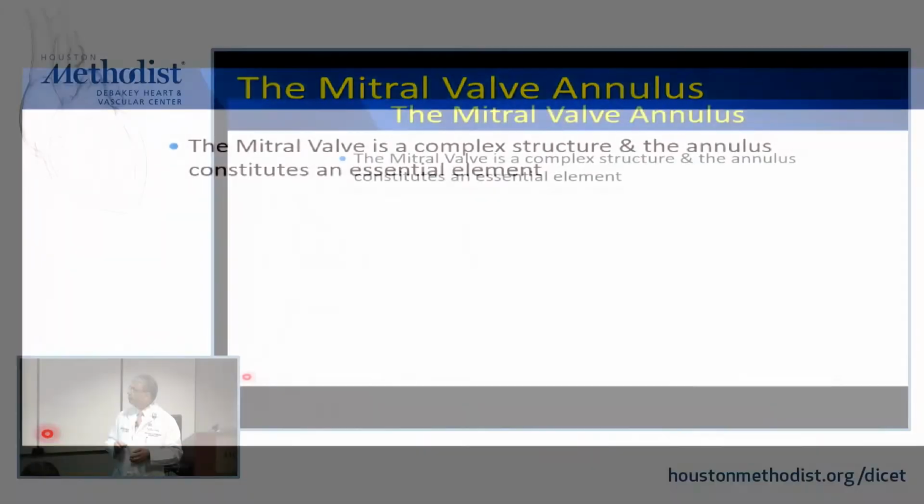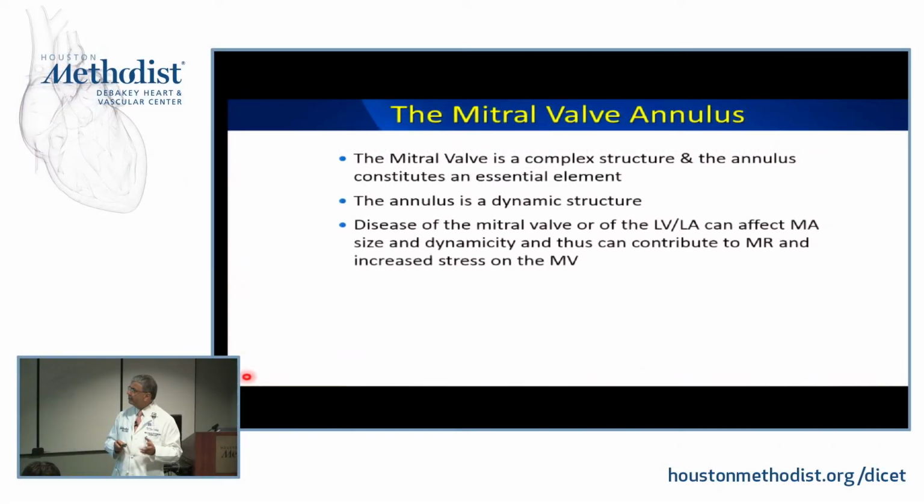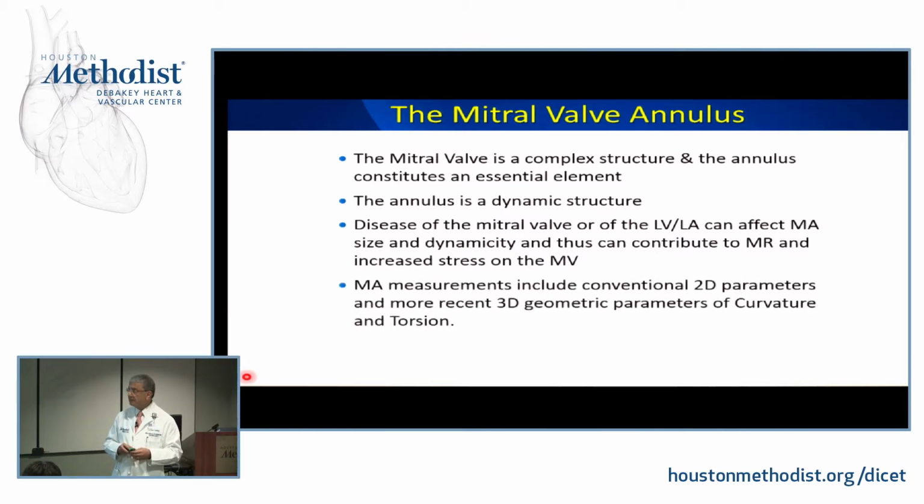Okay? A few things about the annulus to finish up. It is a complex structure. It's not as simple as you think. It is dynamic. The disease of the mitral valve or the ventricle can affect its motion, its size, and so many other things. The measurements classically, if you look at any of these vendors, they'll give you some perimeter, area, and some intercommissural diameter, AP diameter, a 3D structure projected into 2D.